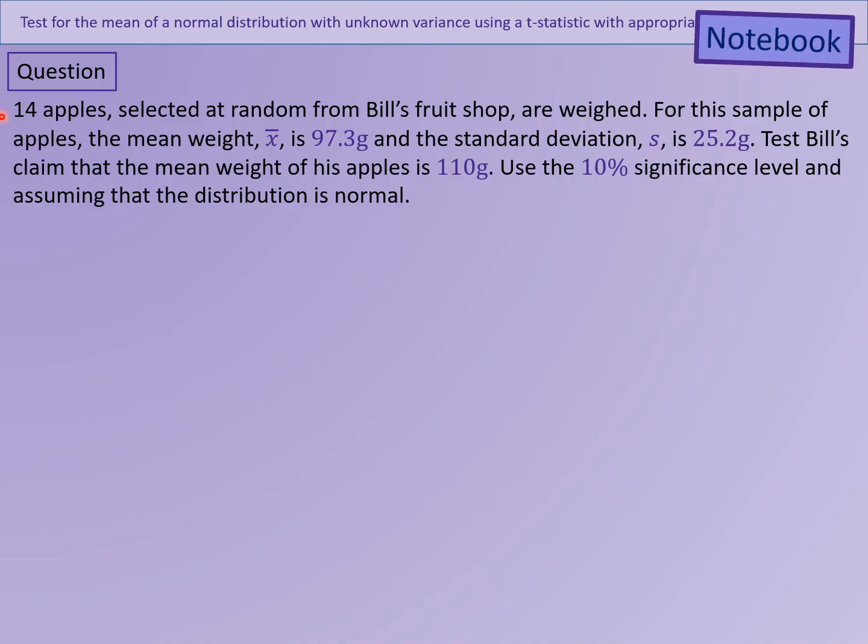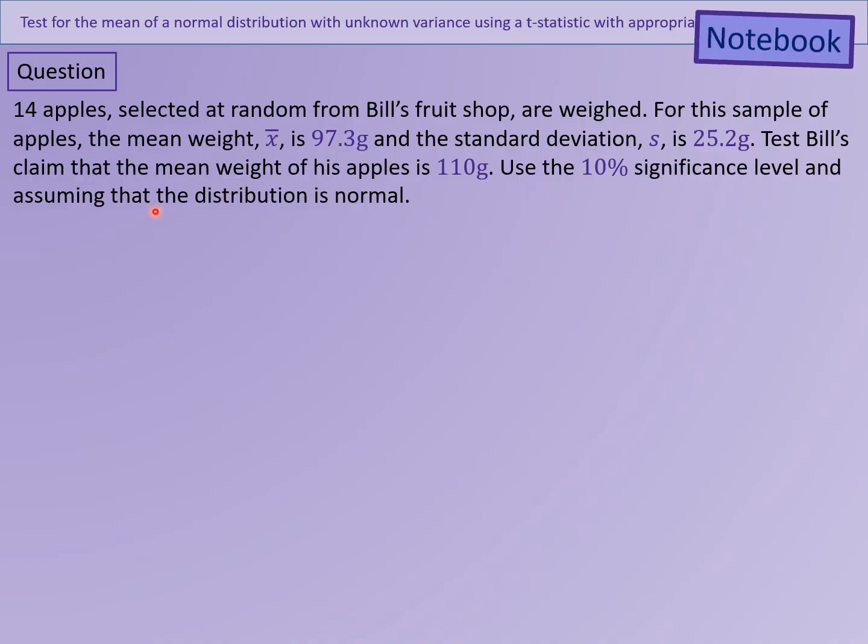Okay, so let's have a look. First thing, a bit of alarm bells is the fact that it's a small sample, only 14 apples, well below that 30 mark. Selected at random. The sample of apples has a mean weight of 97.3, so they're giving us the mean, we don't need to calculate it ourselves. And the standard deviation of the sample, S, is 25.2. So we don't need to do any work. They're giving us the mean and the standard deviation of the sample.